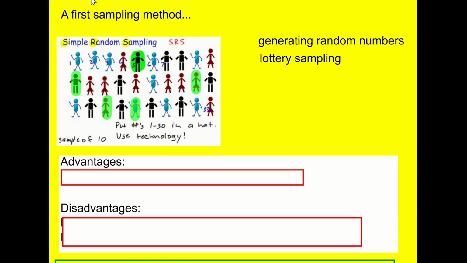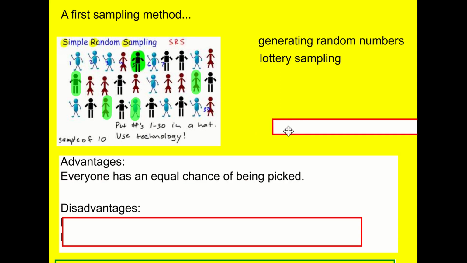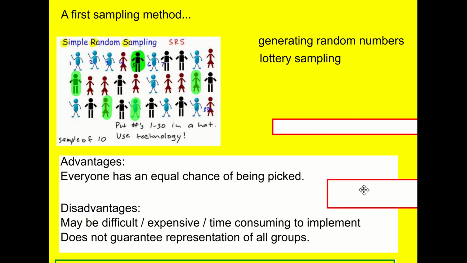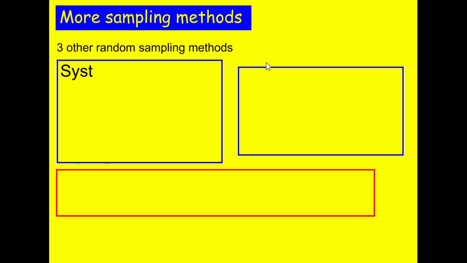It's good because everything is equally likely to be picked. However, it could take a long time, could be expensive, could be time consuming, and it doesn't guarantee representation of all groups. So today, we're going to look at some other sampling methods. And actually, we're going to look at another 5 sampling methods, and there's more. Whilst researching this lesson a little bit, I found there's loads more I'd never heard of, so there's a lot going on. Okay, we're going to focus first of all on some other random sampling methods.